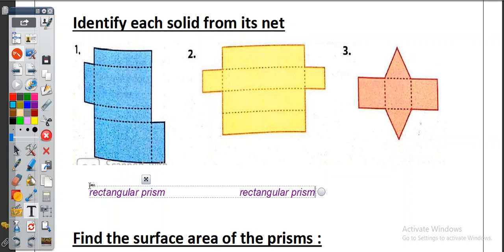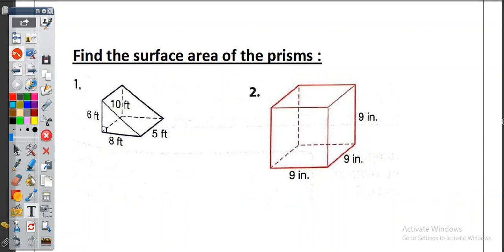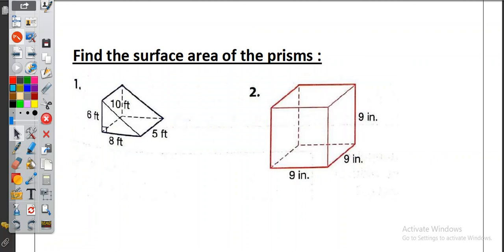And what about this shape? If you closed it, you have two bases, two triangular bases. So it is a triangular prism. So this one is a rectangular prism because it has two rectangular bases, and this one is a triangular prism. Okay, be careful. Now, here we have find the surface area of the prism. Okay, how to find the surface area of this prism?